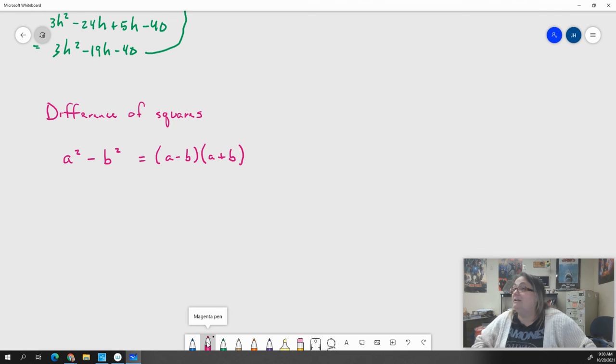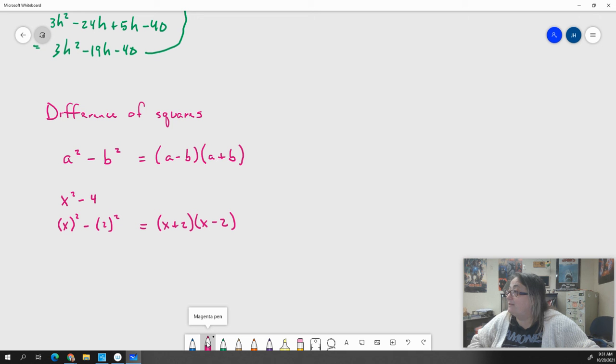Difference always means subtraction. So an example of this would be, say I have x squared minus 4. Well, x squared is a perfect square. It's x times x. We're literally saying that we have x and we're squaring it, right? 4 is a perfect square. It's 2 times 2. So technically what we're saying is we have 2 and we're squaring it, right? So I can write the factors of this as x plus 2 times x minus 2.